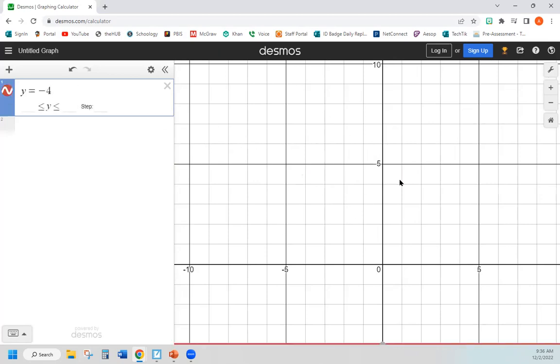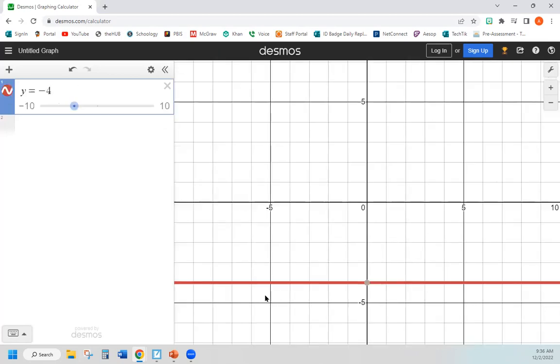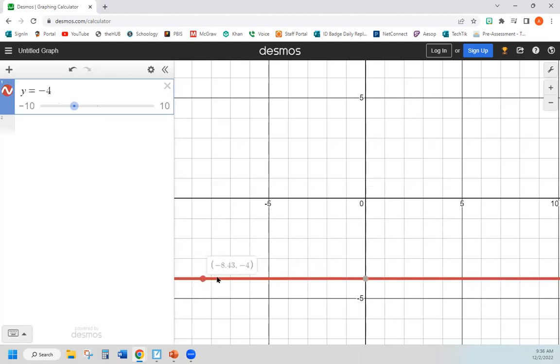And this will change if I put another number. Y equals negative 4. I have to zoom out really quick to find that line. Negative 1, negative 2, negative 3, negative 4. Here it is. Y equals negative 4. This is the line because your Y of negative 4 will never change. So it creates horizontal lines.